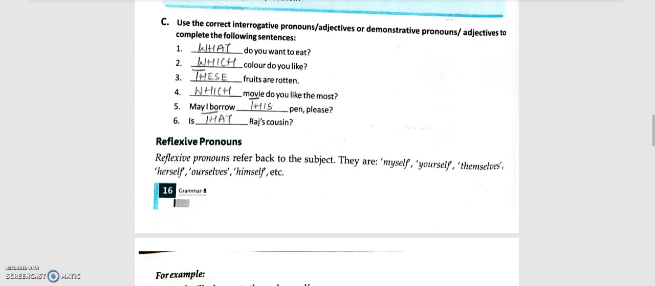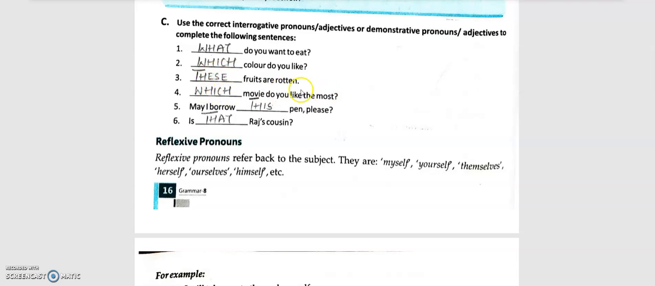This says use the correct interrogative pronoun or adjective or demonstrative pronouns to complete the following sentences. What do you want to eat? This is an interrogative pronoun. We are asking a question. Which color do you like? These fruits are rotten. So rotten means something that has spoiled. So we are talking about fruits that are kept near us. These are rotten. It's in plural form.